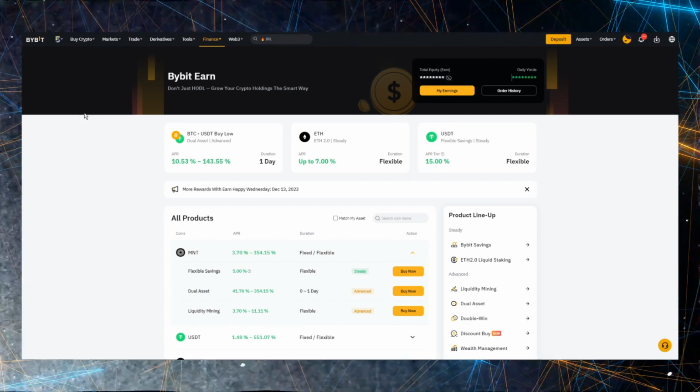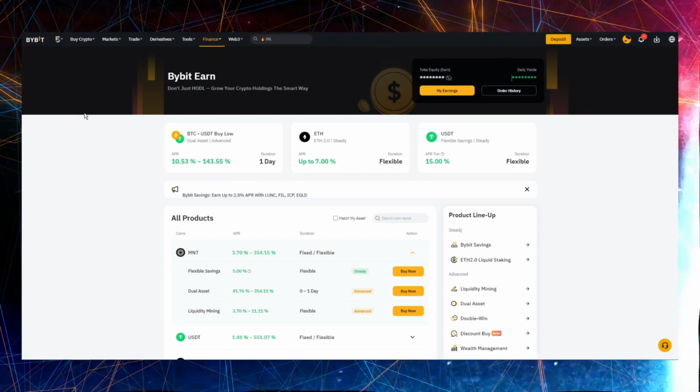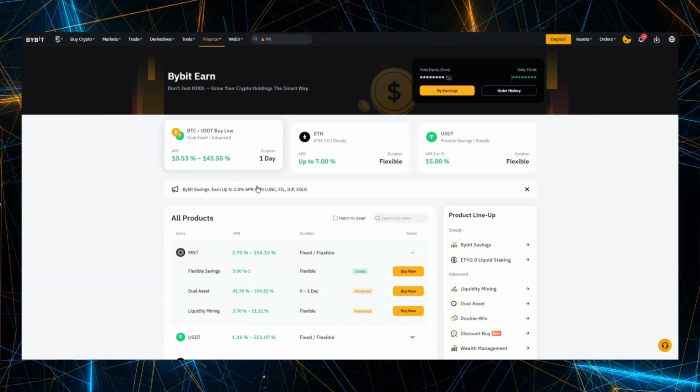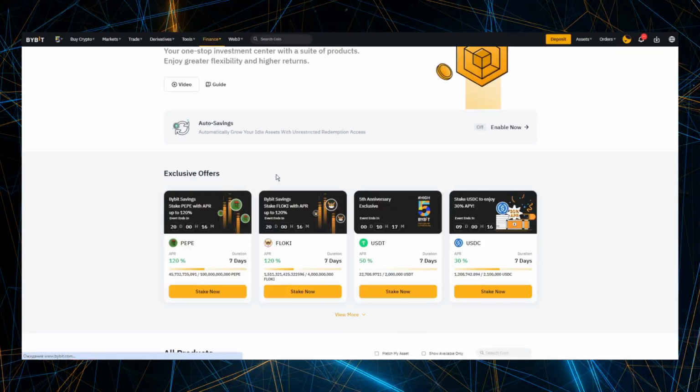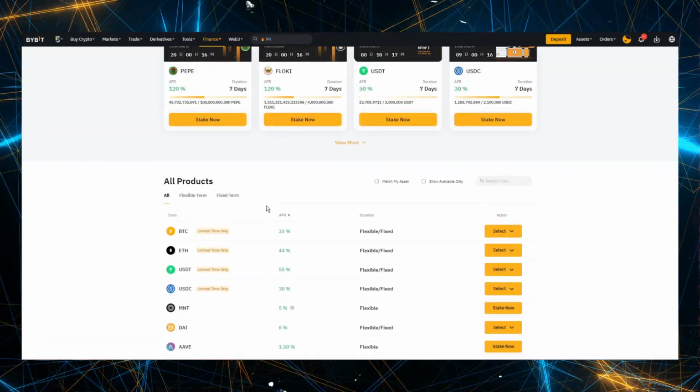It's analogous to a bank deposit. You deposit it, and while it's in it, you earn certain interest. We choose ByBit Savings here, as the most common type of staking on this exchange, and we choose what currency we want.